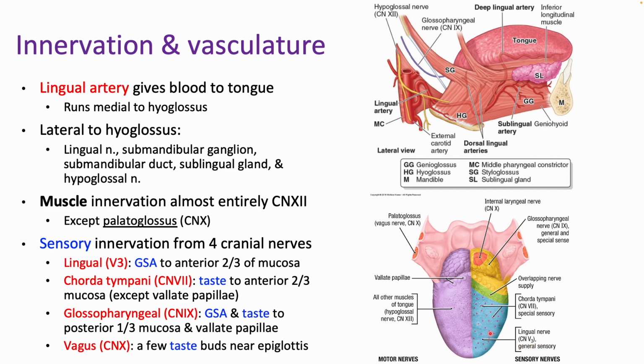So we see that here. The chorda tympani, which is a branch of the facial nerve, that's going to give taste to the anterior 2/3 of the tongue, except for the vallate papillae. And then glossopharyngeal, cranial nerve 9, that's going to do general sensation and taste to the posterior 1/3 of the tongue. And then finally, our vagus nerve is going to have a really minor contribution, but we have a few taste buds near the epiglottis. And so it's not quite one spot like that, but it's going to innervate a few taste buds that we have near the epiglottis.